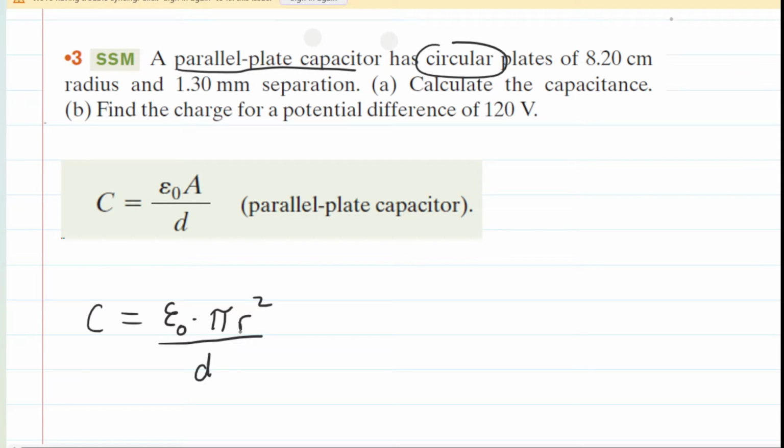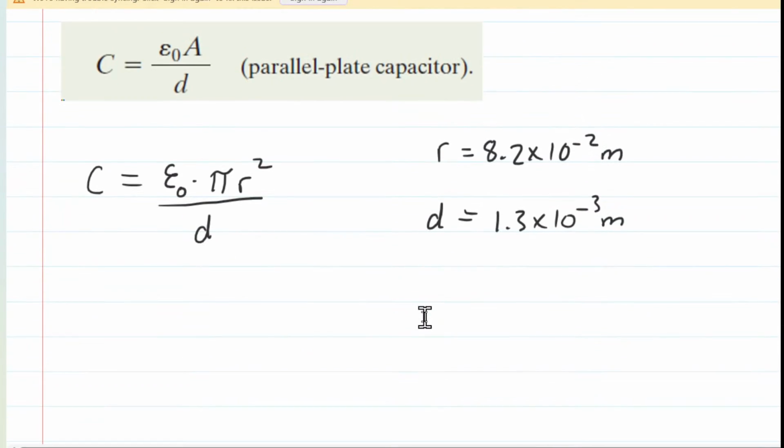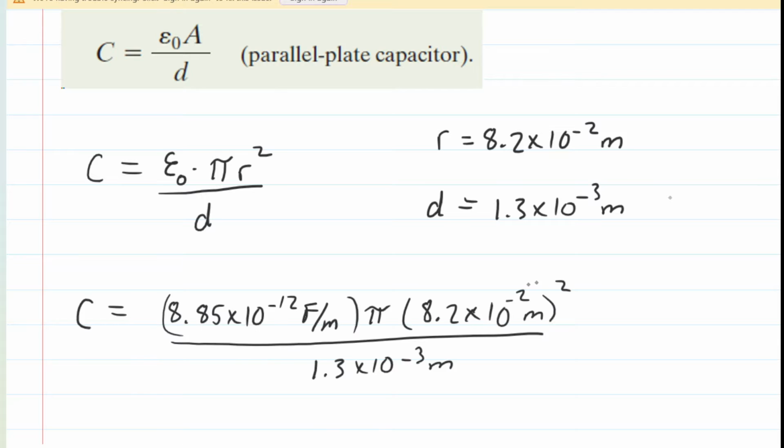We do have to be a little bit careful and use standard values. So for example, they told us the radius is 8.2 centimeters. But we need to convert that into meters. So we can just multiply the 8.2 by 10 to the minus 2. That gets it into meters. The plate separation d is given in millimeters. So we have to multiply that value by 10 to the minus 3 to get it into meters. And then we have the fundamental constant, which we will also plug in. So let's go ahead and do that.